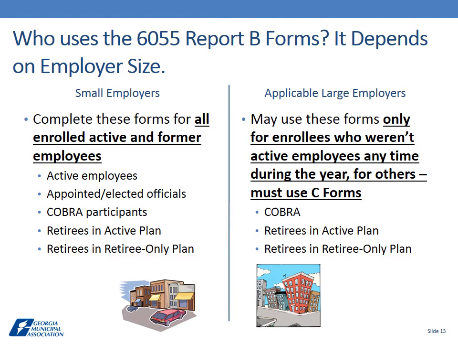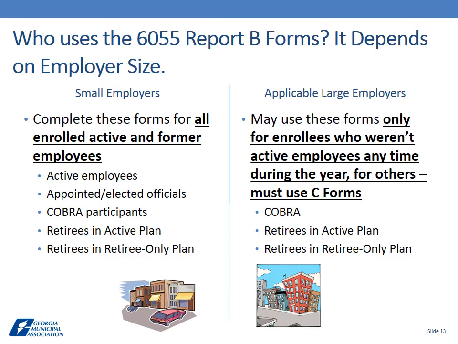Who uses these B series forms? Well, it depends on the employer size. For small employers, those that are not applicable large employers, they complete these forms for all enrolled, active, and former employees. So these forms would be completed for all active employees, all appointed and elected officials, COBRA participants, retirees in the active plan, and retirees in the retiree-only plan. It's for anybody who is enrolled in GMEB's coverage as a result of their current or former employment with the small employer.